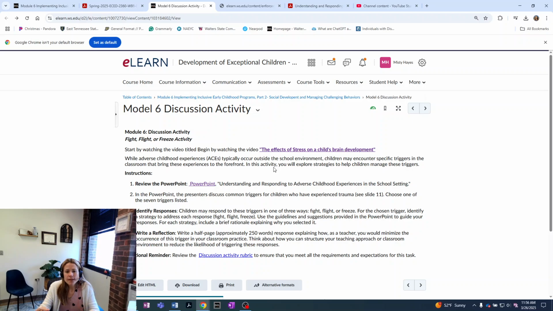So this activity is really going to help you explore strategies to help manage these triggers, because it's not something that might go away. This might be something that sticks with them for a long time or may never go away. But you have to have tools in your tool belt to help the student work through these triggers. And that's what I want us to focus on.